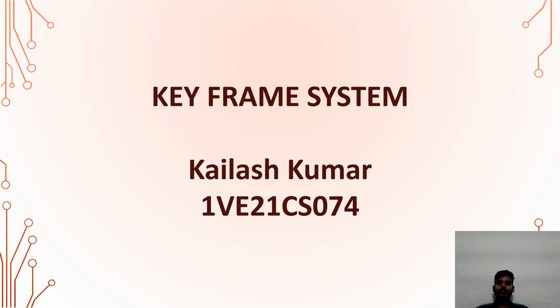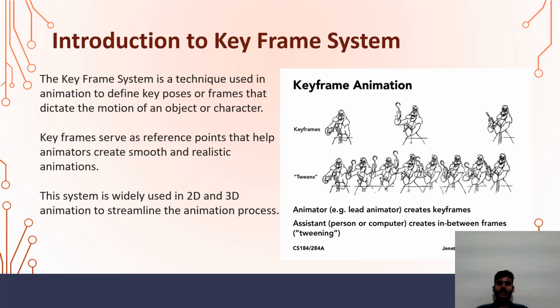We will start with our new topic, keyframe system. Let's start with the first slide. Introduction to keyframe system. The keyframe system is technically used in animation to define the key poses or frames that dictate the motion of an object or character. Keyframes serve as reference points that help animators create smooth and elastic animation. This system is widely used in 2D and 3D animation to streamline the animation process.